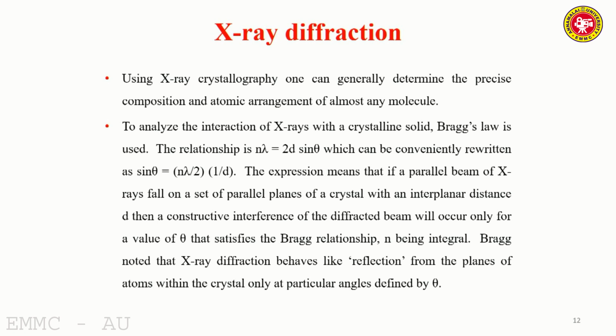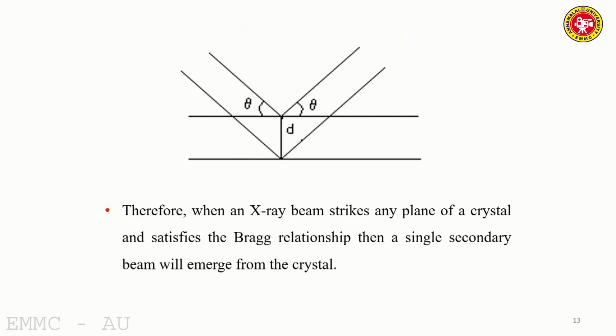The expression means that if a parallel beam of X-rays falls on a set of parallel planes of a crystal with an interplanar distance d, then constructive interference of the diffracted beam will occur only for values of theta that satisfy the Bragg relationship, n being an integer. Bragg noted that X-ray diffraction behaves like reflection from the planes of atoms within the crystal only at particular angles defined by theta. This figure shows the diffraction pattern.